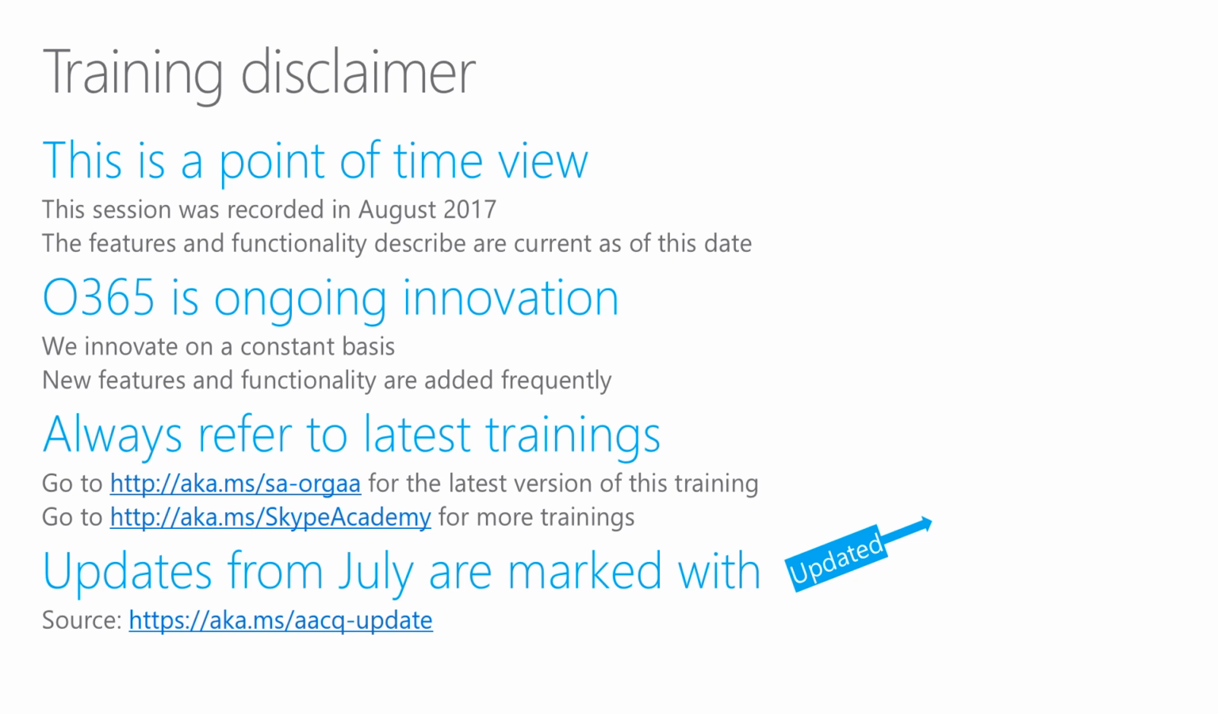A bit of a disclaimer about the training. This is a point in time view. We recorded this in August 2017. The features and functionality described are current as of this date. But note that Office 365 is ongoing innovation, so we innovate on a constant basis. For those that have consumed some of the training before, you will notice a blue updated bar. Those are new features that we've released since general availability, and you can find a little bit more about that at aka.ms/aacq-update.